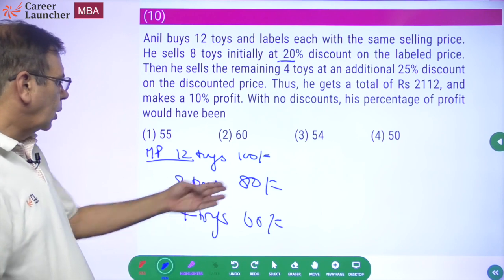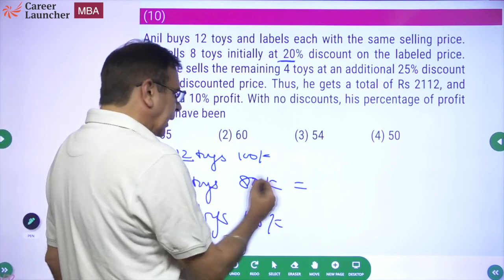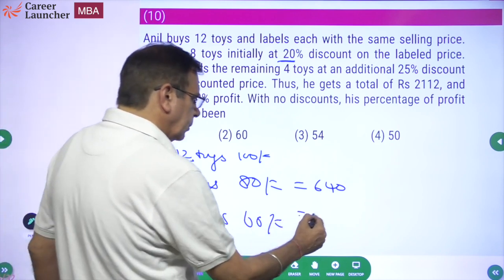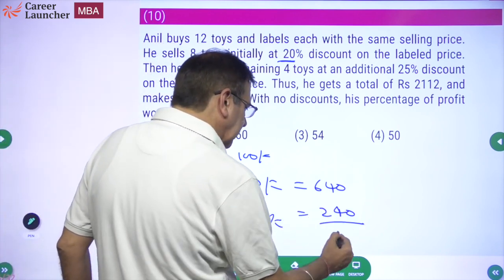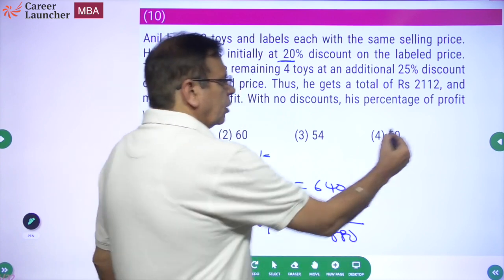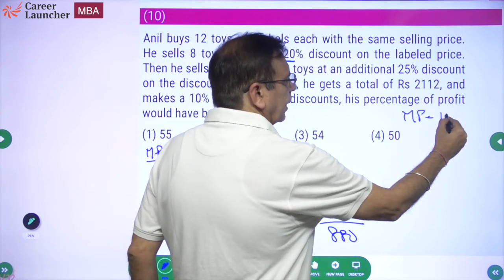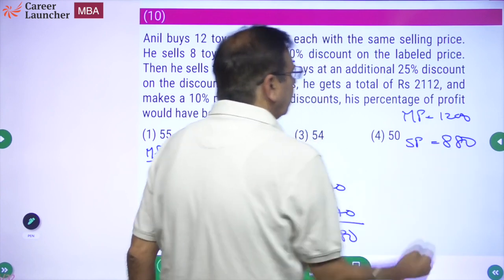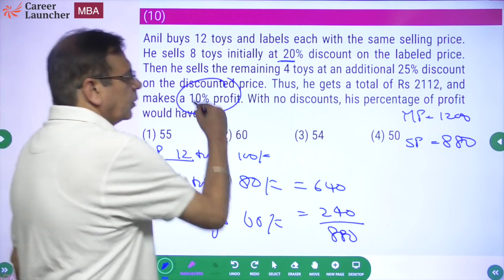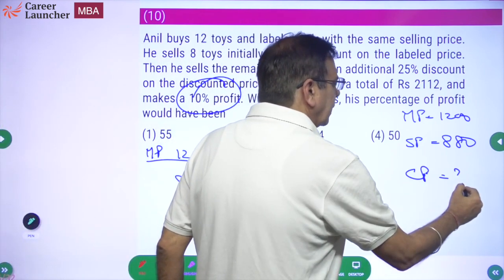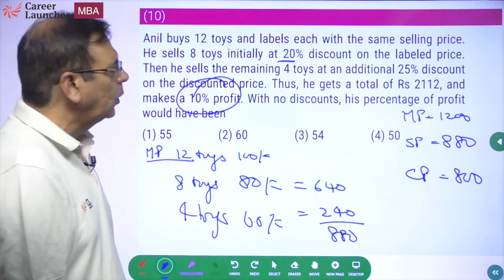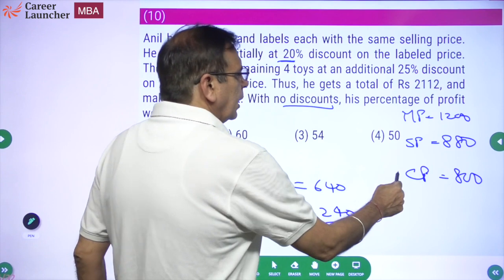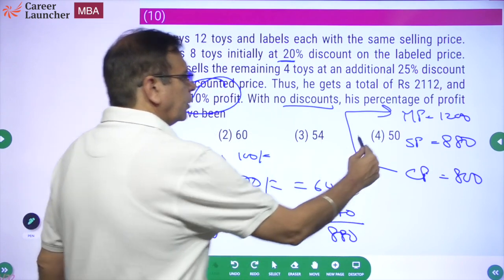So what is the sales he will have? 80 into 8, 640, and 60 into 4, 240. He will get a total of 880 rupees. So his marked price is 1200 rupees, his selling price is 880 rupees, and he has a profit of 10%. That means his cost price is equal to 800 rupees, 880 upon 1.1. So if he was not giving any discounts, he would be selling at mark price. He will have a profit of 50%.